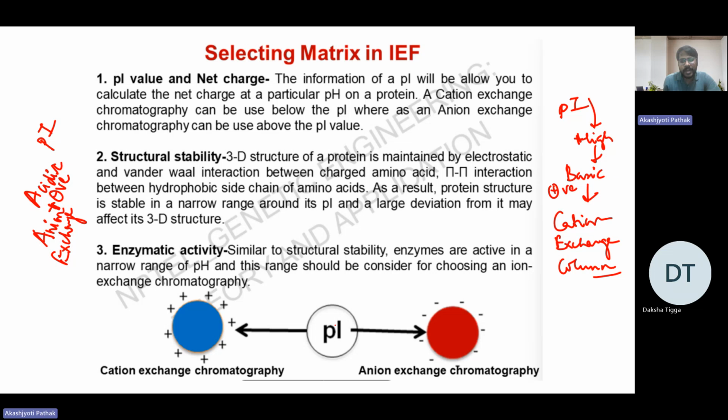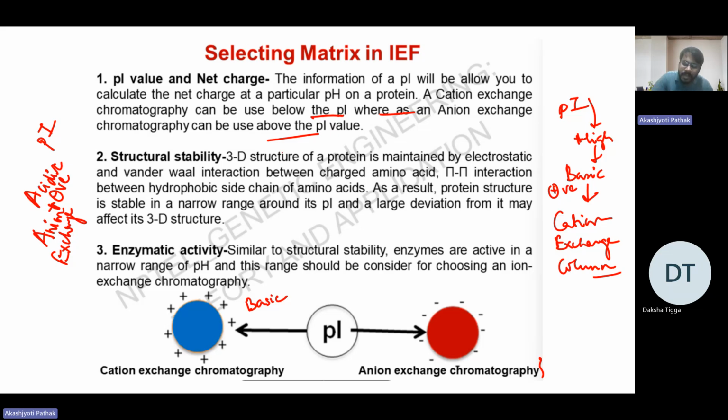That is what is explained here. If your protein is positively charged, which is the case for basic proteins, then it will be cation exchange chromatography. If your protein is negatively charged, then you can go for anion exchange chromatography. Regarding the PI and the net charge: below the PI you use cation exchange, above the PI value you use anion exchange.